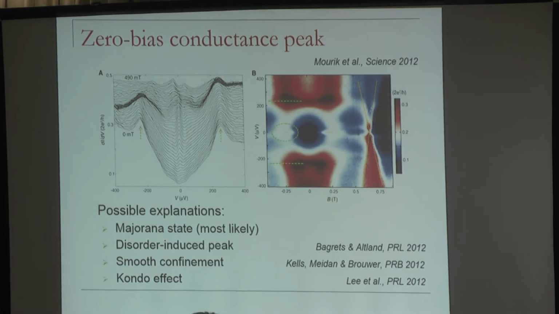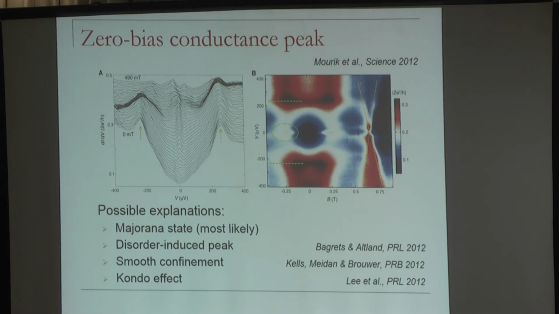It all seems pretty reasonable. However, there have immediately been some reports that you could also explain these data by alternative mechanisms, at least parts of these data. This order, for instance, can induce such peaks. If you have smooth confinement, it can mimic these data, or you could possibly have Kondo physics in the game that also causes such peaks.